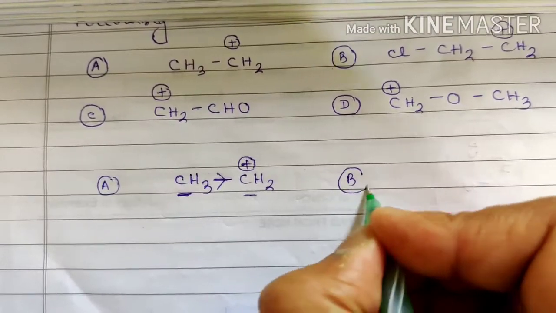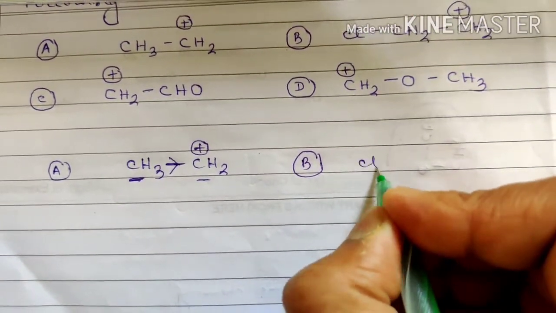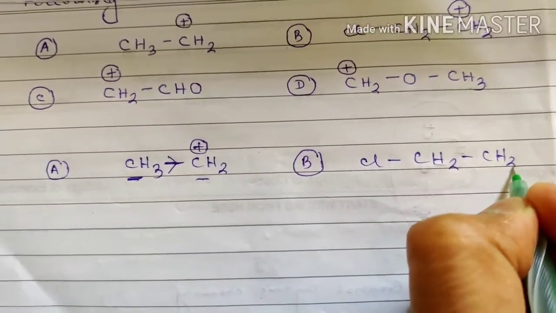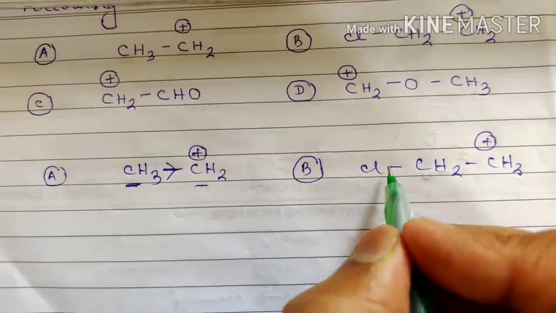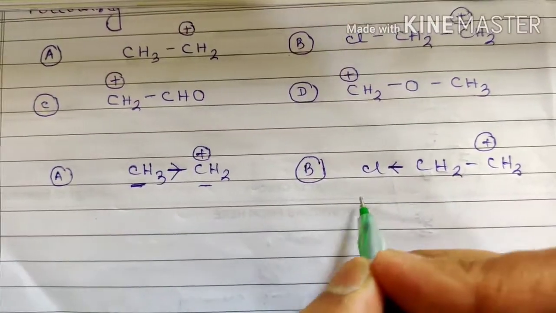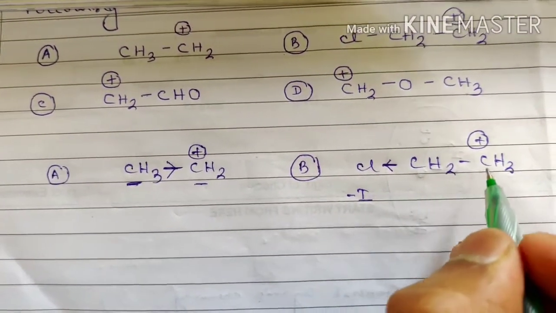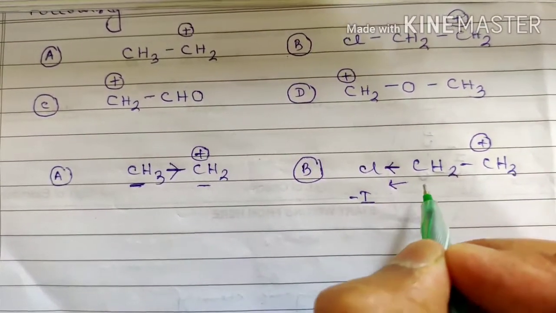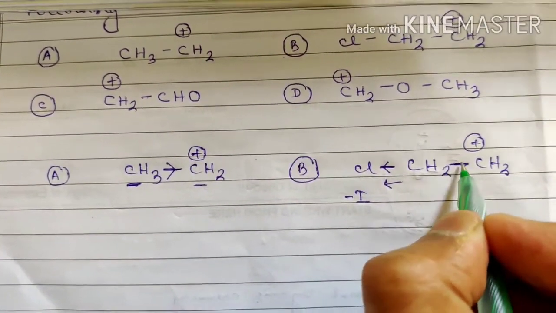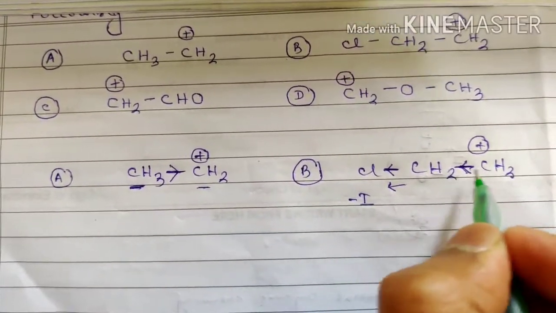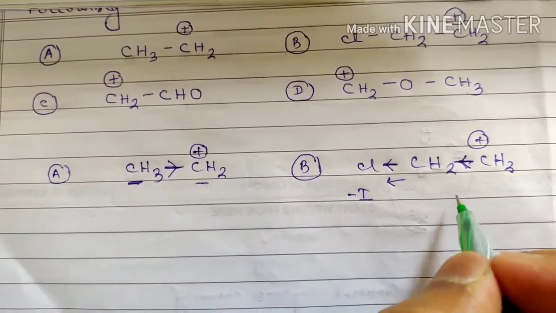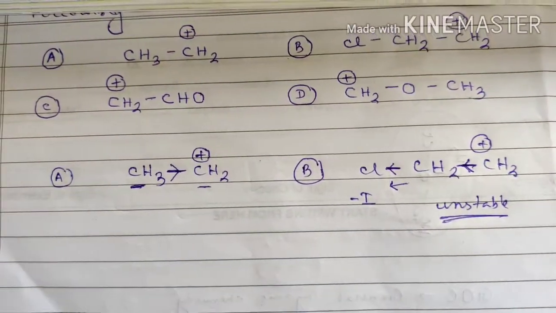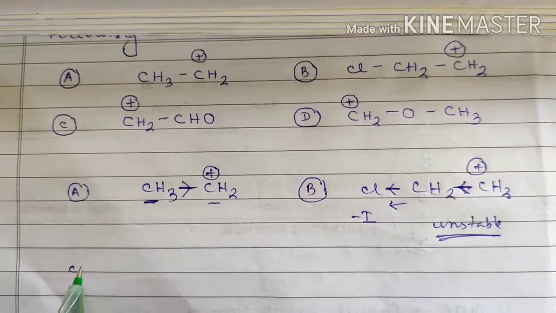In option B also, there is Cl, CH2, CH2 plus. The Cl group is having the minus I effect, right? With the help of the minus I effect, obviously the electrons are going to go towards this side. That means from this bond also electrons are shifting towards the other side, making this one a little bit unstable for sure. Little bit.